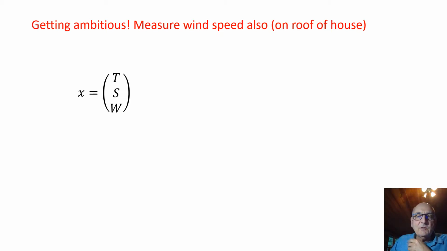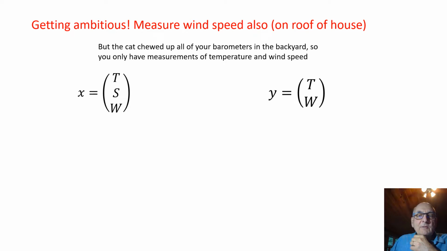And again, we'll do this at, say, 3 p.m. in the afternoon, at least the latter two variables. Okay, but it turns out that the cat has chewed up all of your barometers in the backyard, so you do not have measurements of humidity anymore. All you have about humidity is the predictions, right? So you only have measurements of temperature and wind speed, right?